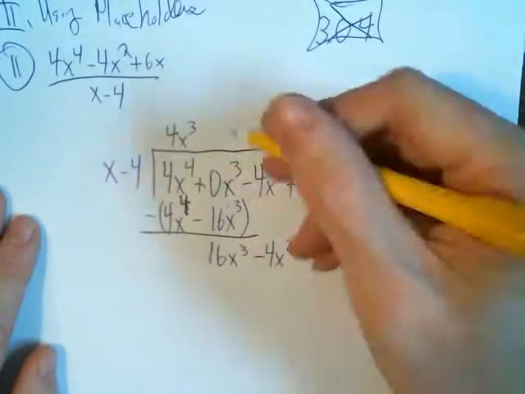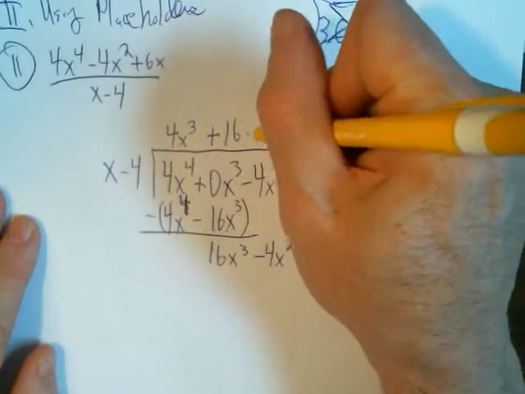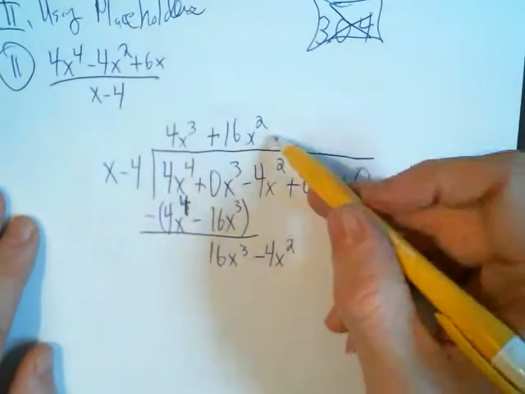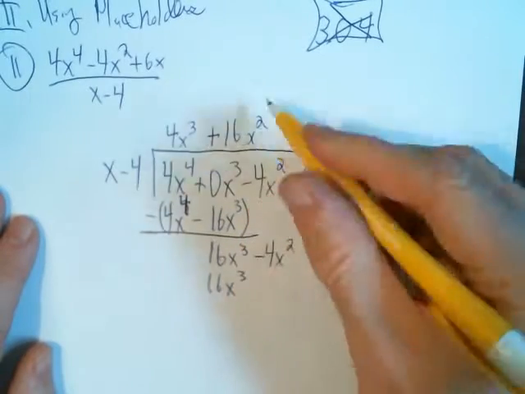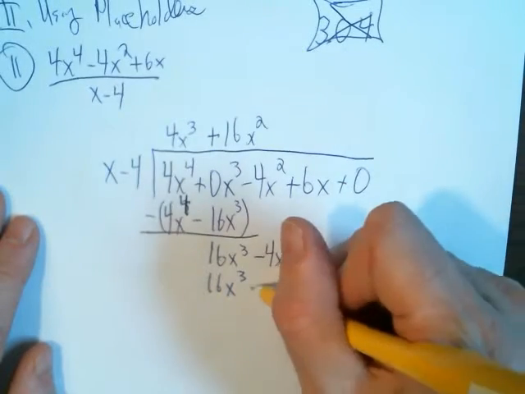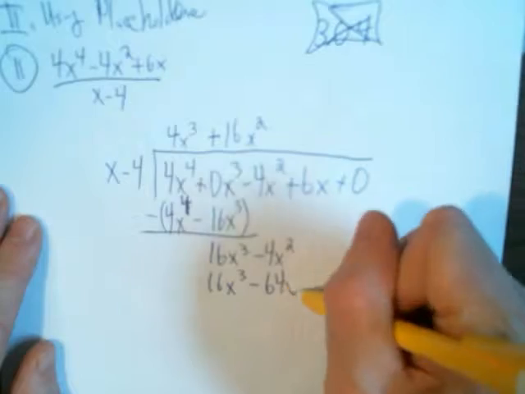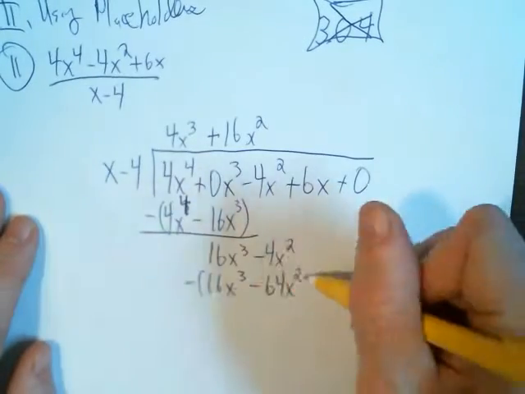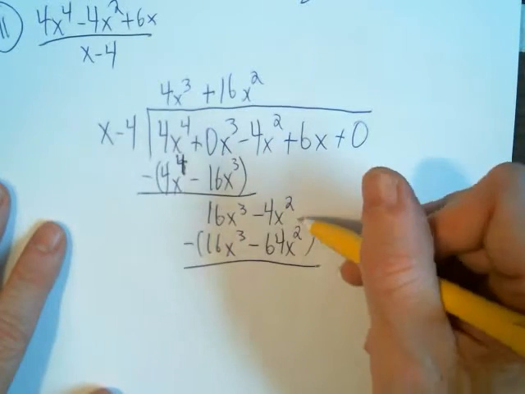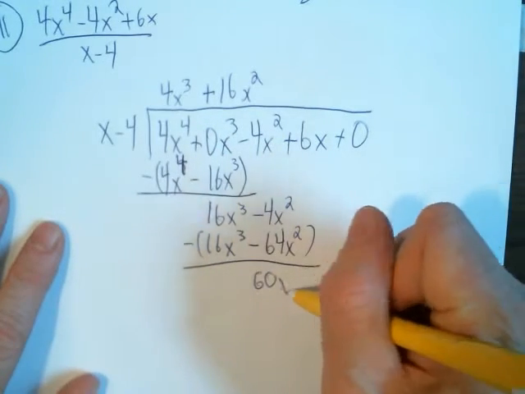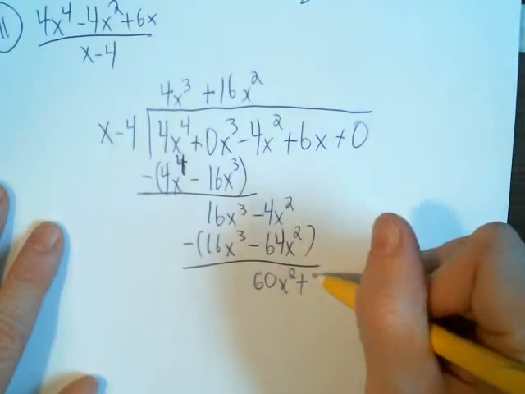What times x is 16x cubed? So you say plus 16x squared. So 16x squared times x is 16x cubed, and then 16x squared times minus 4 is minus 64x squared. And then again, we got to subtract those. Okay, so this will be 0. This will be 60x squared, and bring down the next term, 6x.